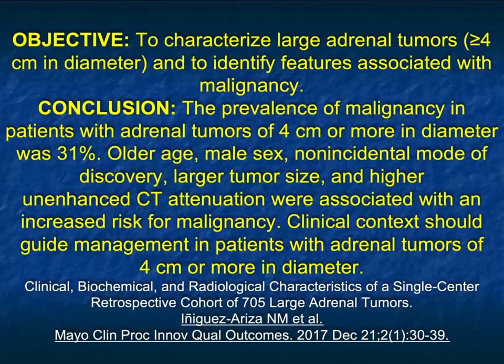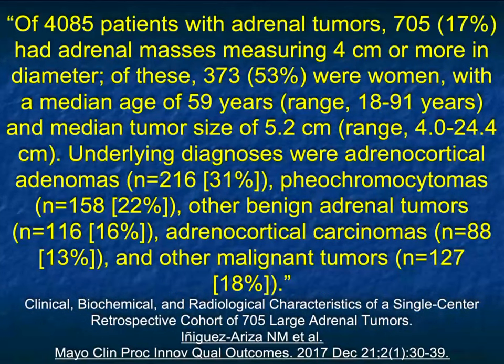This was from the Mayo Clinic, looking at what happens when you have a mass in a large series above 4 centimeters. Now, what was shown was older age, male, non-incidental mode of discovery, like you have back pain or functional problems, larger size, and higher unenhanced CT attenuation value were associated with an increased risk for malignancy.